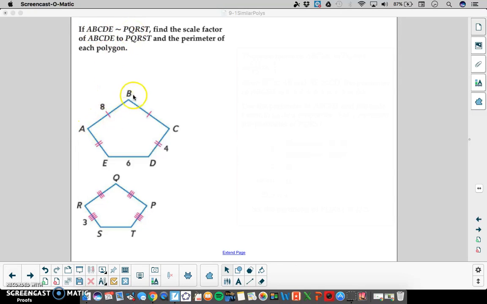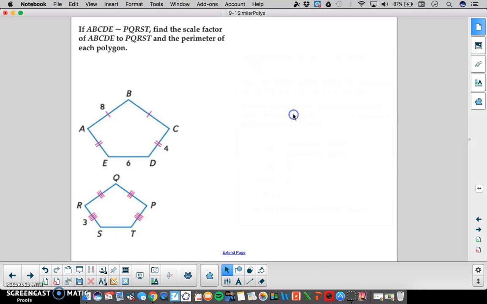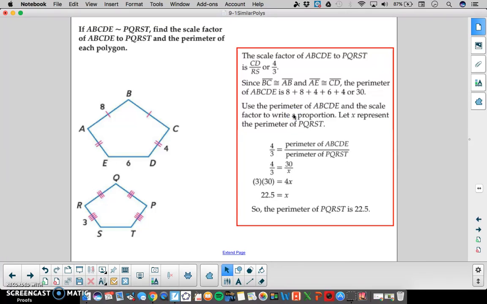So I look and see AB is going to match with PQ, but I don't have a measurement for PQ. So I have to find another set. I do have CD, and in the names, C to D is going to match with R to S. I do have R to S and CD, so I can use that to set up a ratio. So I'm going to set up the ratio as 4/3 because I'm going from the bigger polygon to the smaller polygon. So my ratio or my scale factor is 4/3.